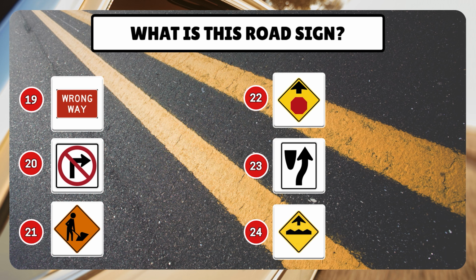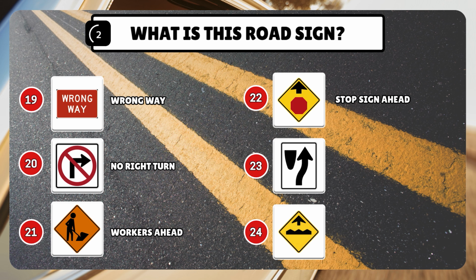Name this road sign. That is a wrong way sign. That is a no right turn sign. Good catch. That is a workers ahead sign. That is a stop sign ahead sign. Nicely spotted. That is a keep right sign.